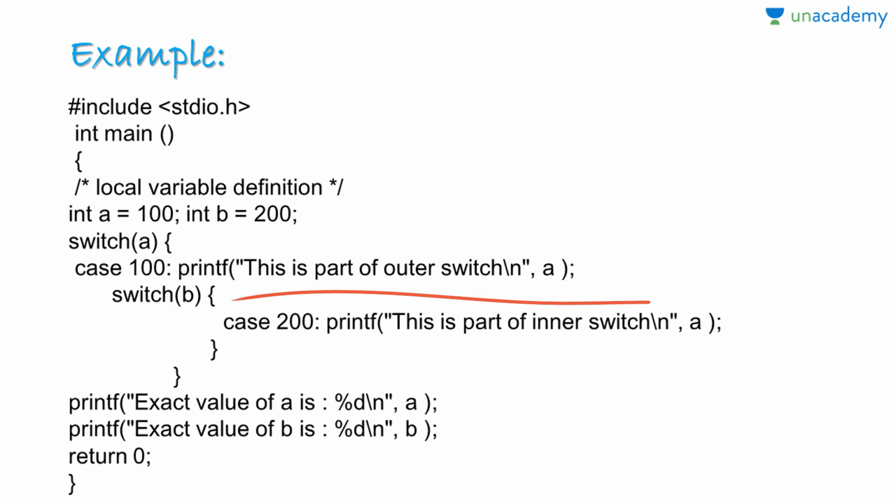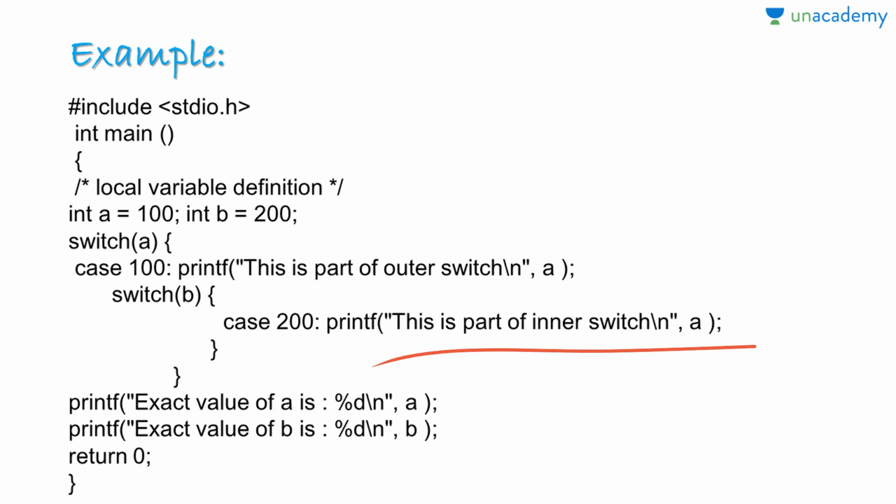So we'll have one more inner switch statement. Here what we are checking for is switch B. We have already declared B is equal to 200. So we are checking whether in this case B is 200 or not. If it is 200, print this is part of inner switch. Suppose we had given case 300 or something, the condition would not have been satisfied. So switch A 100, it satisfies, print this. Switch B case 200, it matches, so print this statement. So first two lines will be this is part of outer switch and this is part of inner switch.